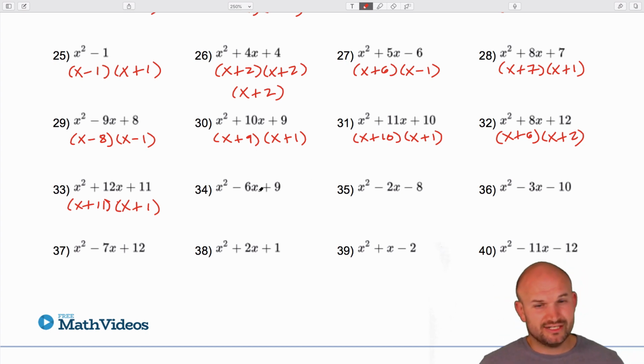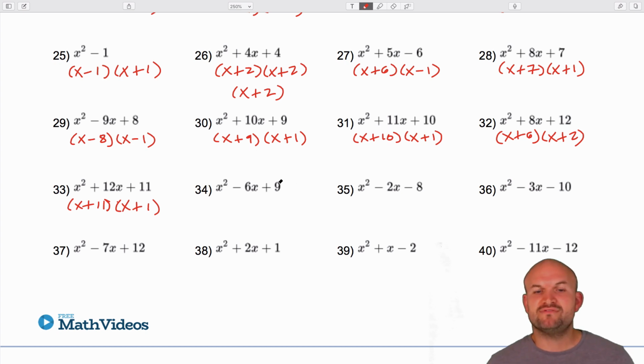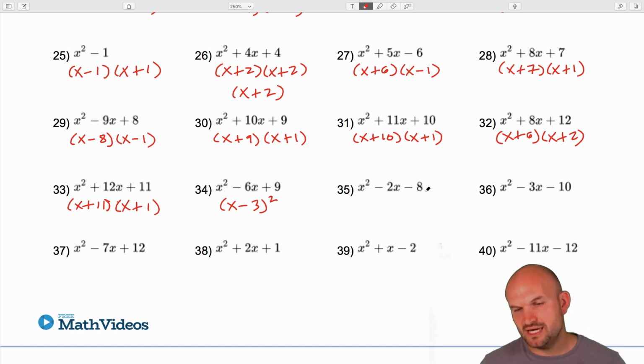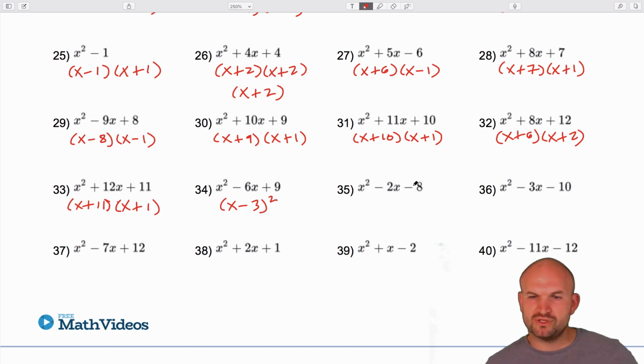Here, I recognize this is a difference of two squares. That's a square number. That's a square number. Square root of 9 is 6. I'm sorry, square root of 9 is 3. 3 times 2 is 6. Since it's negative, then I can just rewrite this as x minus 3 squared. All right, this is going to be a negative, so we're looking for a difference of factors, which is 2. Larger factor is going to be negative, so that means x minus 4, x plus 2.